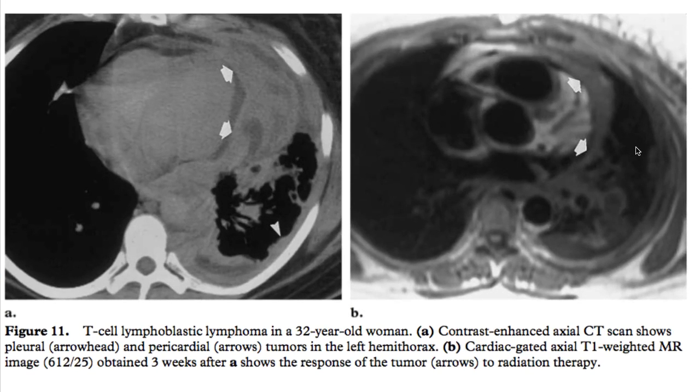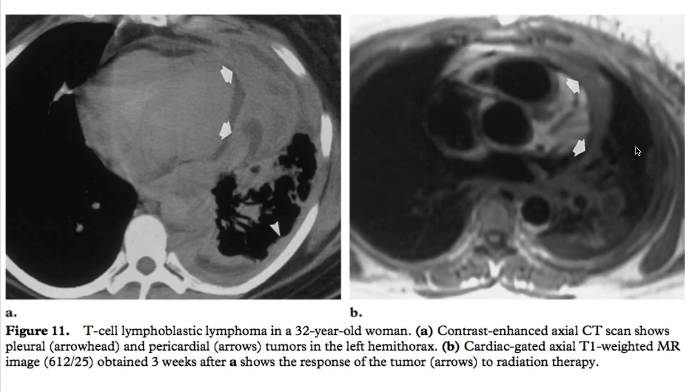Here's an example of a lymphoma involving the pericardial space. So we see this extremely thickened pericardium. We also see involvement of the pleural space. So this was a T-cell lymphoma in a 32-year-old woman.